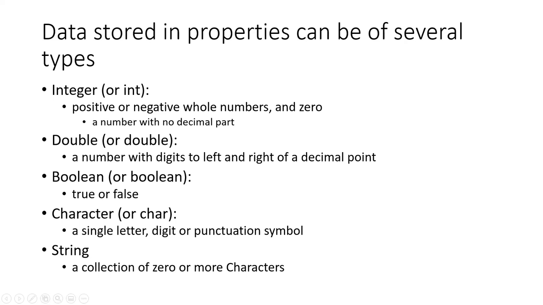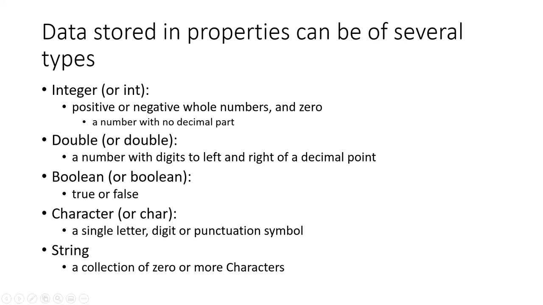Okay, so we have the integer data type. Now you can either say capital I Integer or small int. Either one will work. They're kind of interchangeable. And what we mean by this is a number that can be used in calculation but does not have a decimal part. So it's a positive or negative whole number or zero.